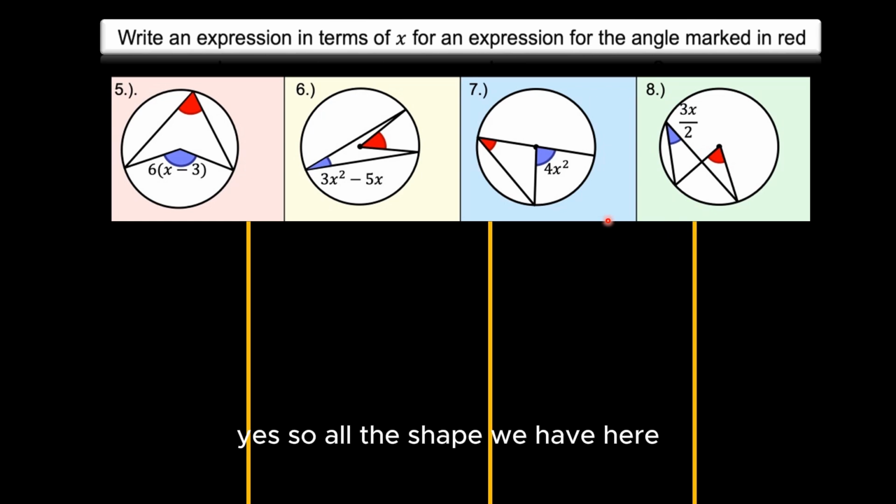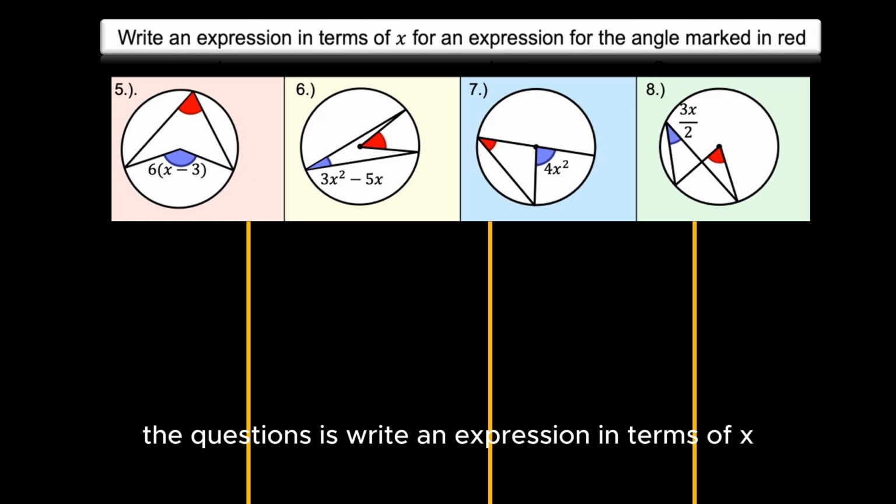So all the shapes we have here are under the first rule of the circle theorem, so we can use the first theorem to solve them. So now, how do we go about this?